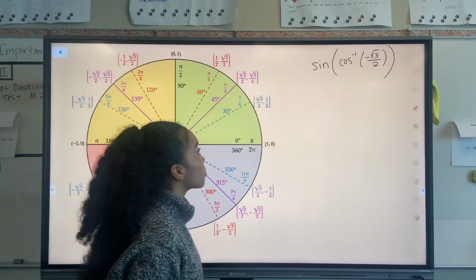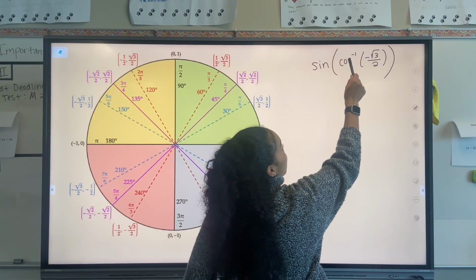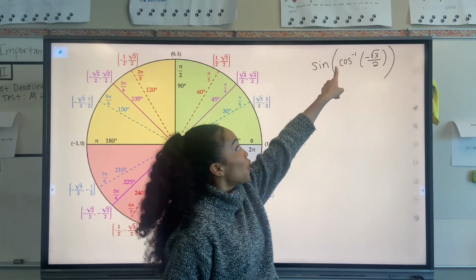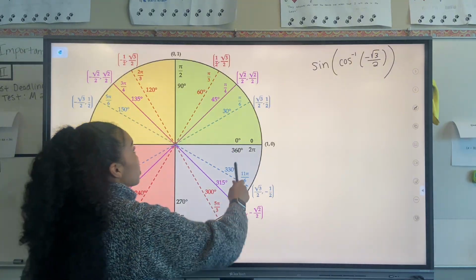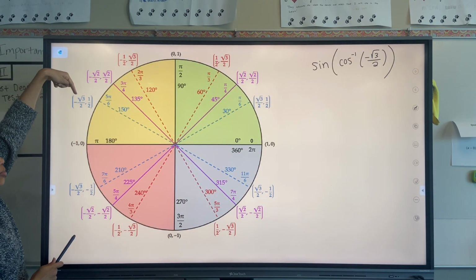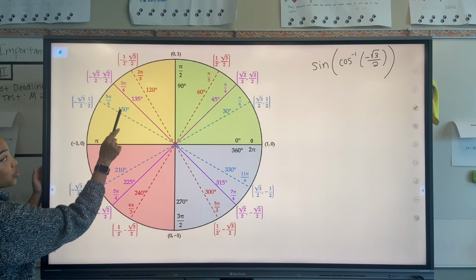Now I have sine of cosine inverse of negative square root of 3 over 2. So where is cosine equal to negative square root of 3 over 2? So let's look at my unit circle. Here it is right here. Cosine is equal to negative square root of 3 over 2 at 150 degrees.